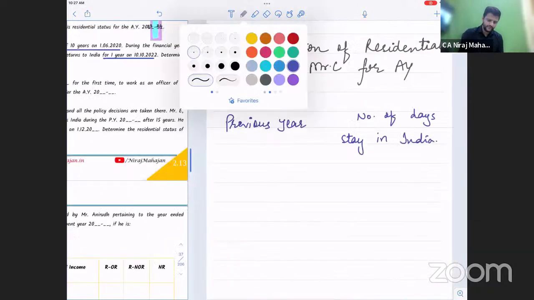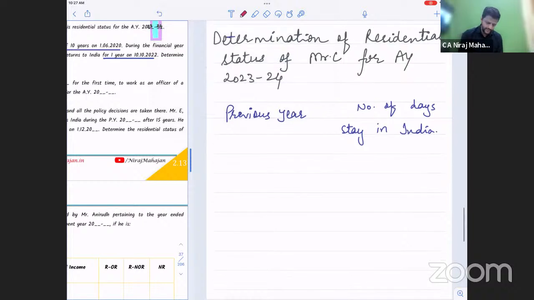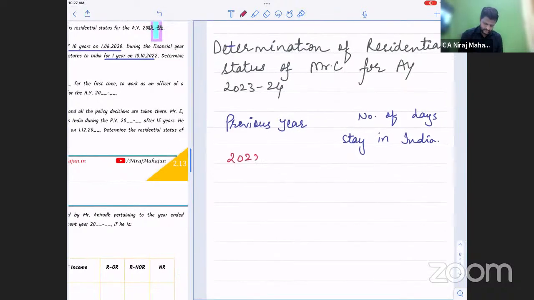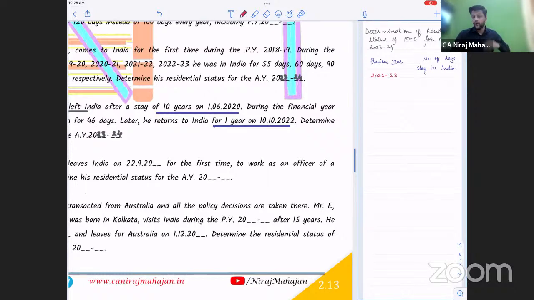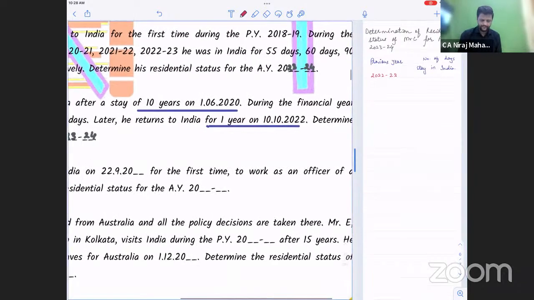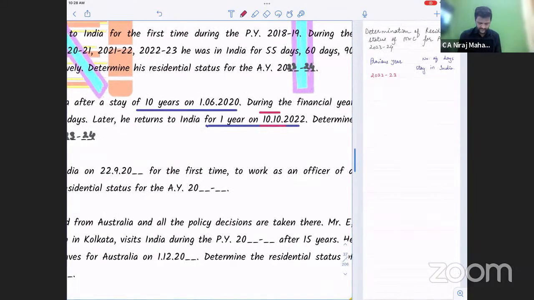What is the first previous year we should start with? 22. Our current year 22-23. Simple? Give me number of days stay in India. Are you getting the point or no? See, he was in India till 2020. He left India then. And every year he's coming to India. This much you understood? Okay. So he came to India during the current year on which date? On 10th October 22. One hint I'll clarify: you have to take 10th October as in India. That means he is in India on 10th October, so you have to add it.